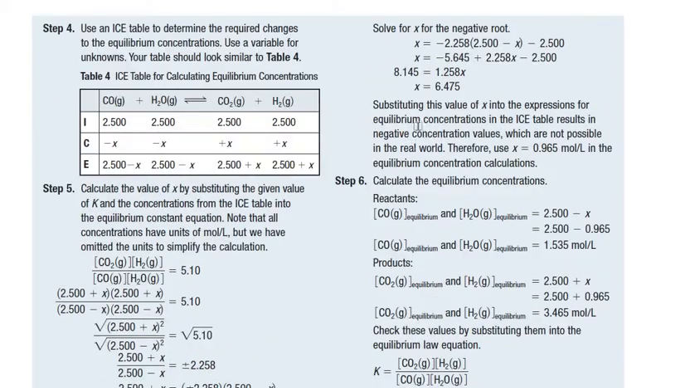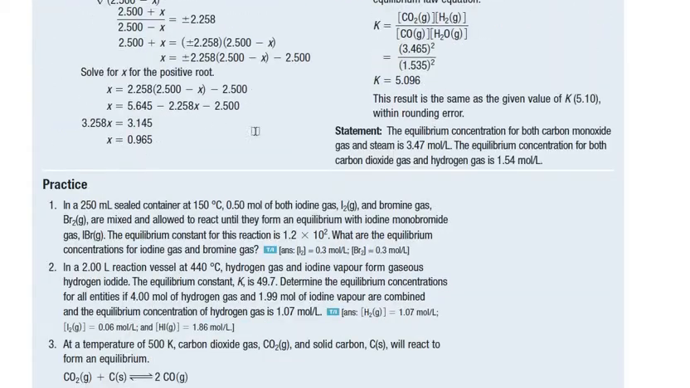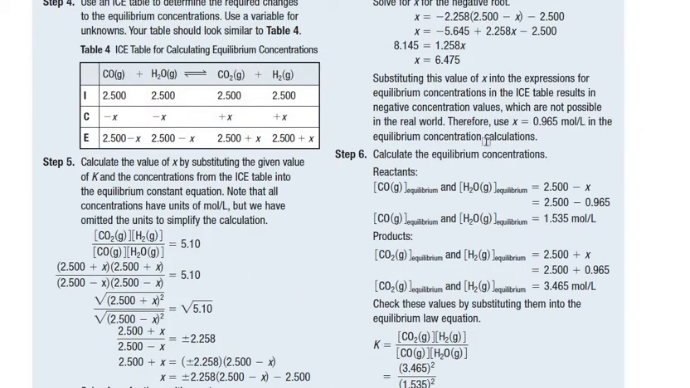So we have two numbers. Substituting one value of x into the expression for equilibrium concentration in the ICE table results in negative concentration values, which are not possible in the real world. Therefore, use x equals 0.965 in the equilibrium concentration calculations. So we didn't accept this one. Why?